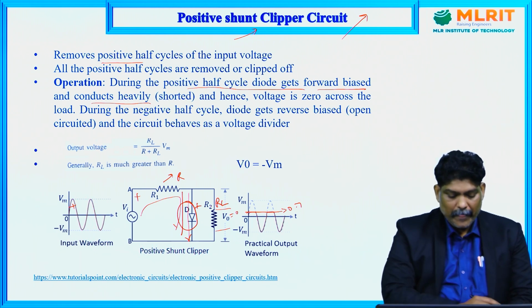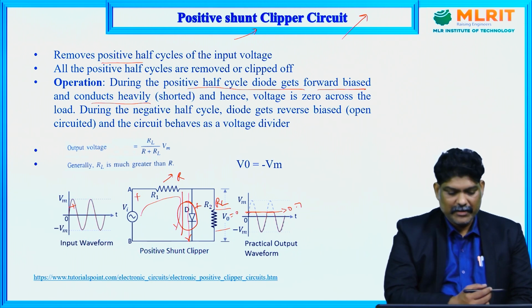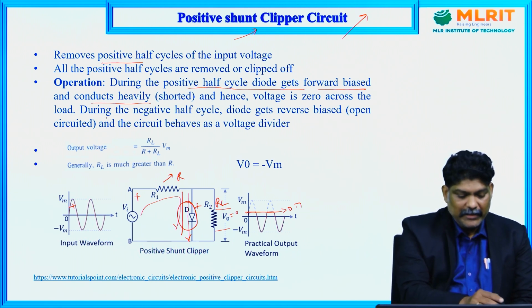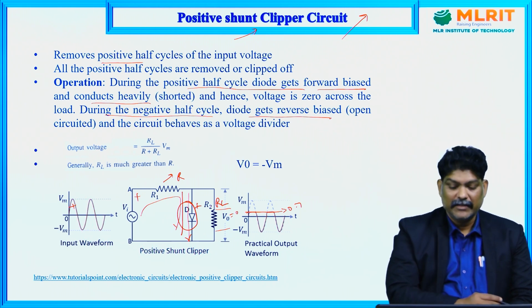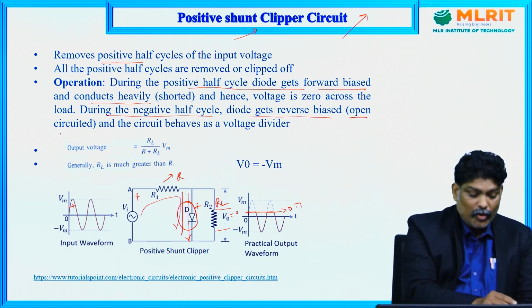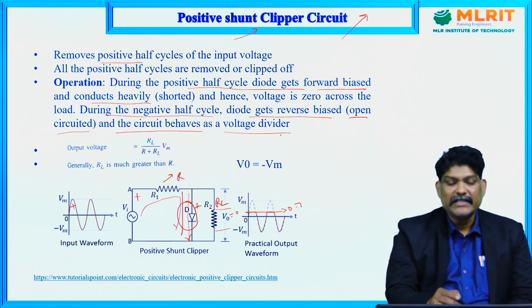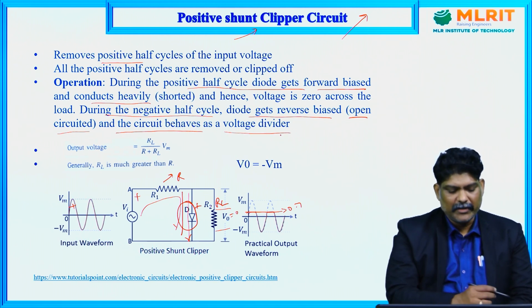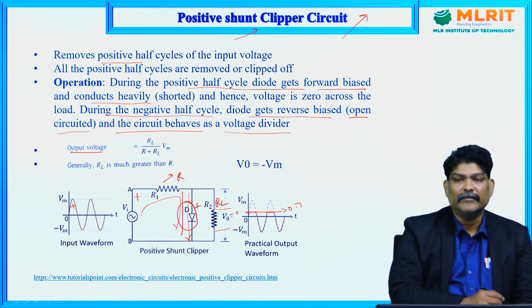So here you can observe, during the negative half cycle what happens? During the negative half cycle, the diode gets reverse biased. That means it acts like an open circuit and the circuit behaves as a voltage divider. So this is very important. Voltage divider means here the output voltage is RL by the total resistance, which is R plus RL.